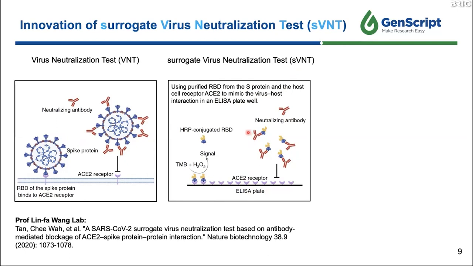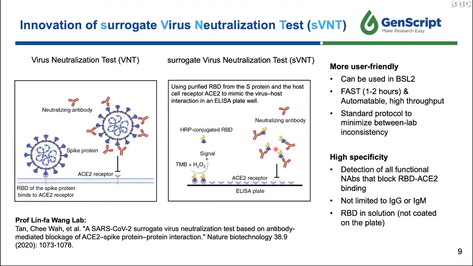So that means in SVNT, we use the protein-protein interaction to mimic the host cell interaction. In this assay, the RBD is conjugated with HRP, and once the RBD binds to the ACE2 receptor that's coated on the plate, it will show a colored signal. When neutralizing antibody is present in the sample, it will form a complex with the HRP-conjugated RBD, which will be removed during the washing step. So it will give rise to a much reduced signal. By looking at the colored signal, we will be able to determine how much neutralizing antibody is present.